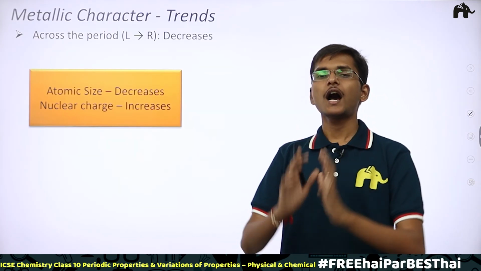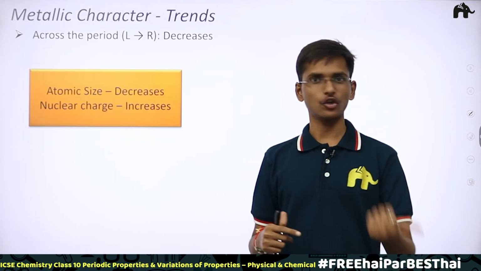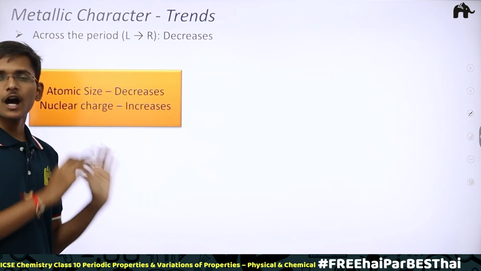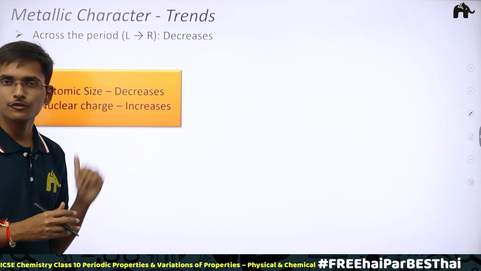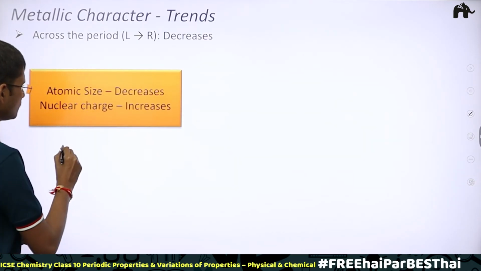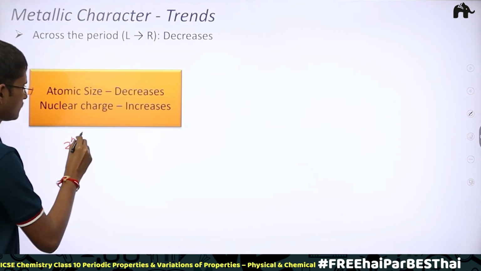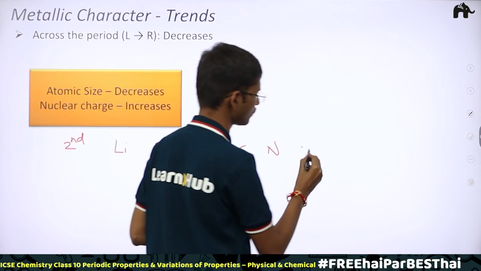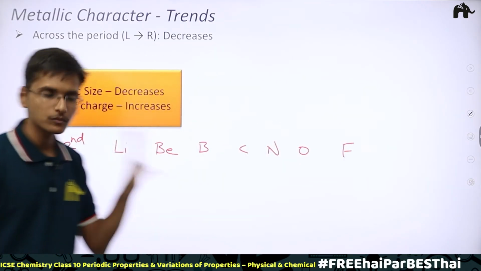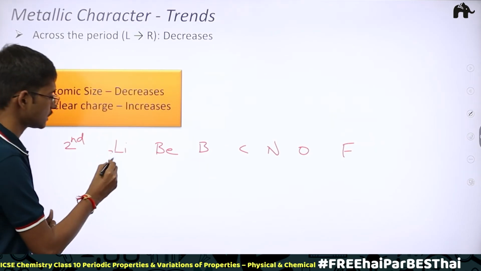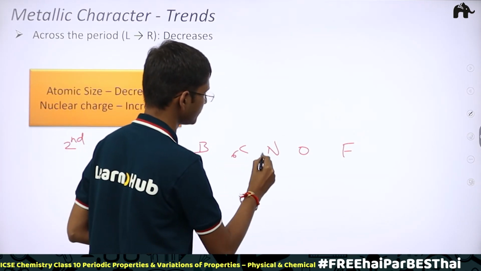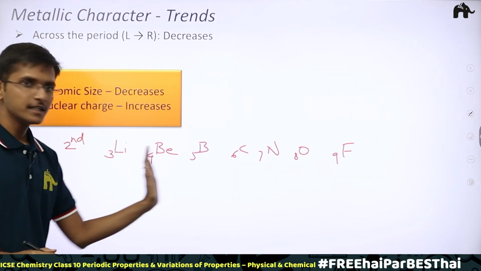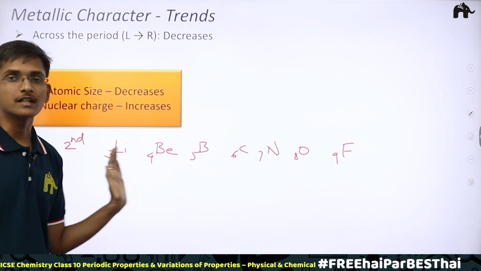Now let's see how the metallic character varies when we move across the period. Very simple. We are going to apply the same logic. What we are going to see is how the factors on which metallic character depends vary across a period. So let's take an example. Second period elements I am writing down: lithium, beryllium, boron, carbon, nitrogen, oxygen, fluorine. Now here you can see the atomic number is increasing: 3, 4, 5, 6, 7, 8, 9. Fluorine has 9. So here we can clearly make out that nuclear charge is increasing when we move across the period.